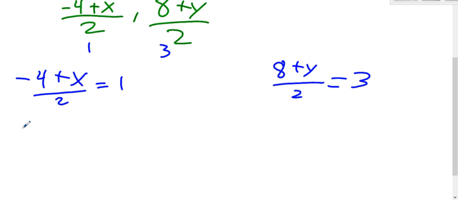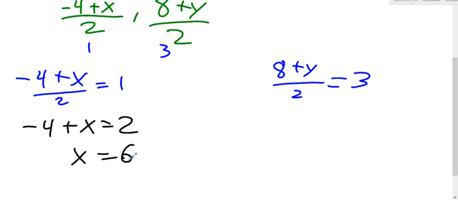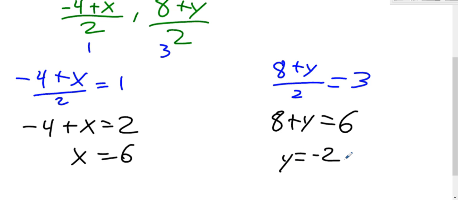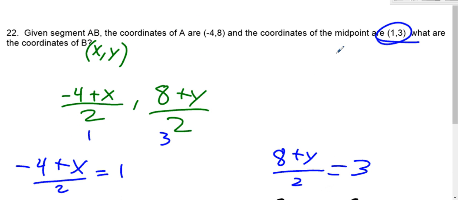Multiply by 2. 1 times 2 is 2. Add 4. Multiply by 2, we get 6. And then subtract the 8. So 6 comma negative 2 are the coordinates of B.